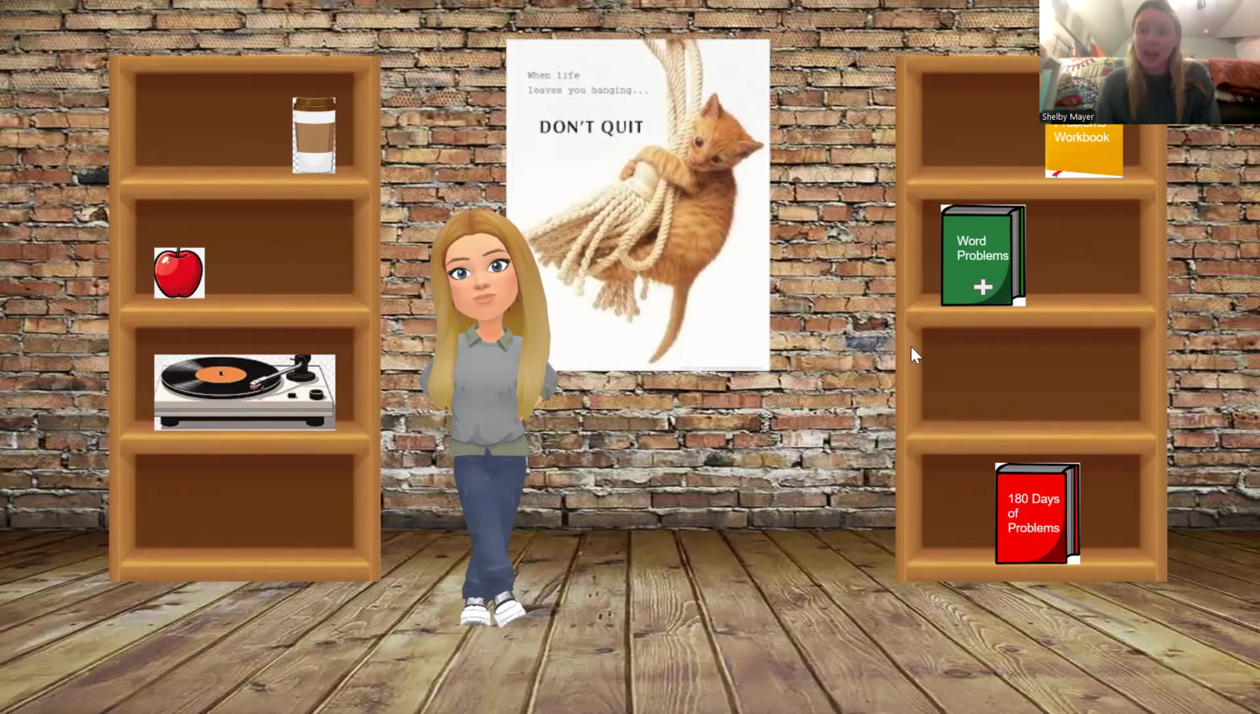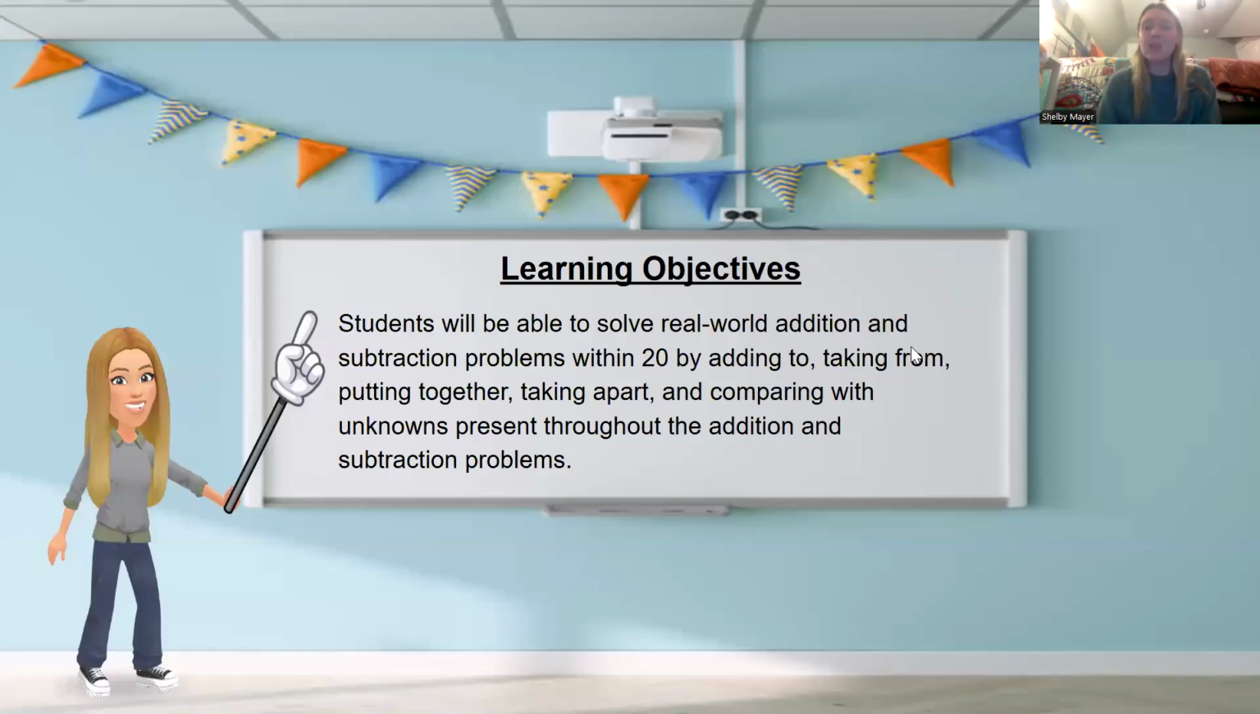Now we're going to go to the next slide. I'm going to read off the learning objectives for this lesson. Students will be able to solve real-world addition and subtraction problems within 20 by adding to, taking from, putting together, taking apart, and comparing with unknown present throughout the addition and subtraction problems.